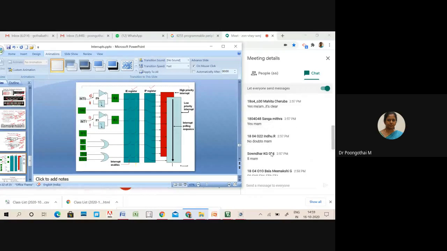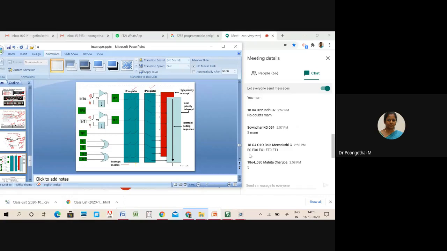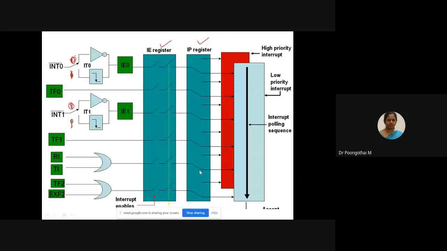Serial interrupt, external interrupt 0, external interrupt 1, timer interrupt 0, timer interrupt 1. So we have two levels of control here. One is individual interrupt control, which is done by the 5 interrupt flags in the IE register.